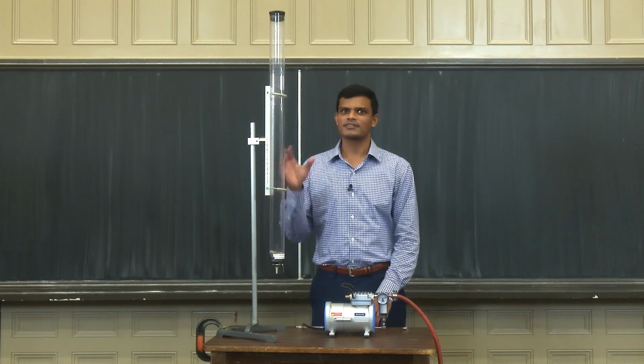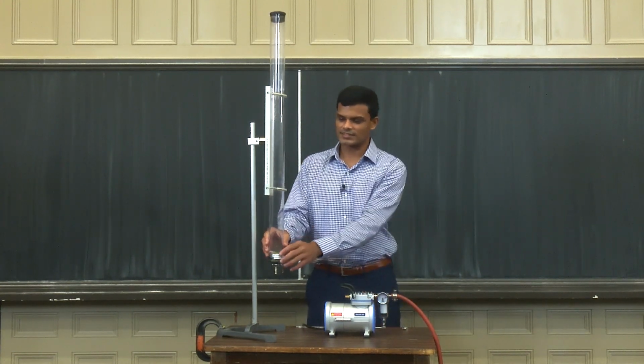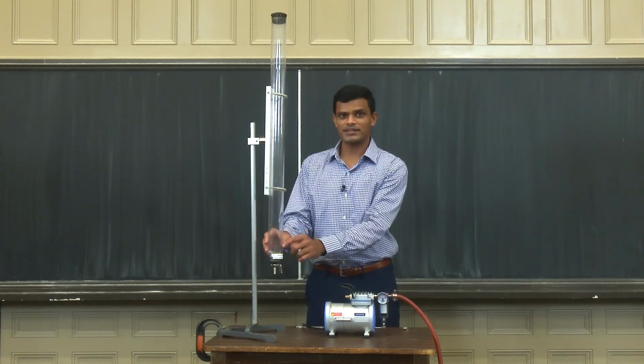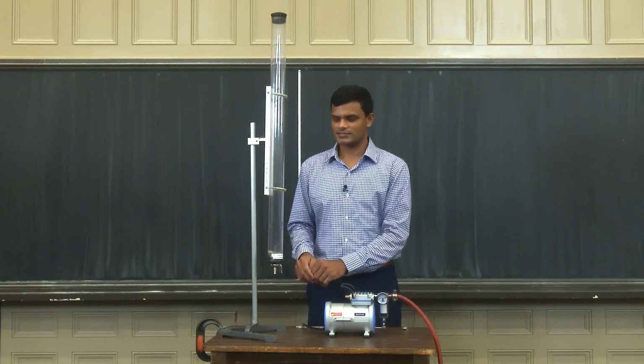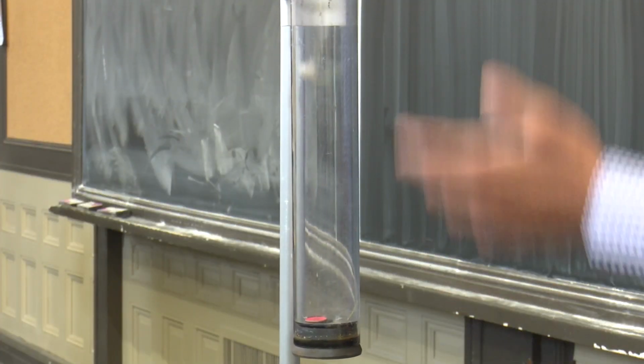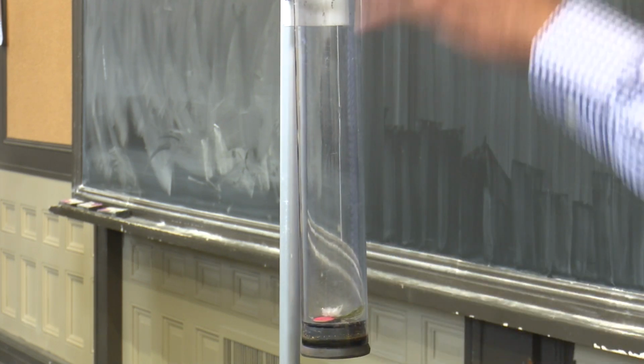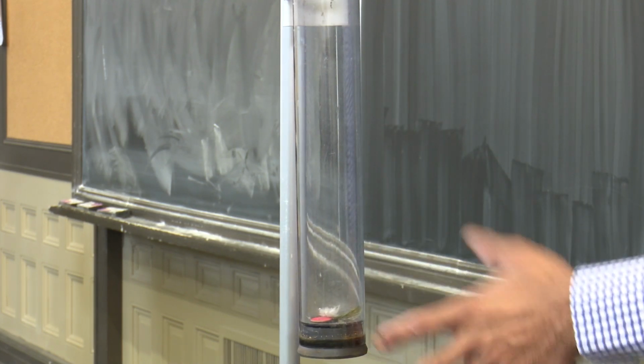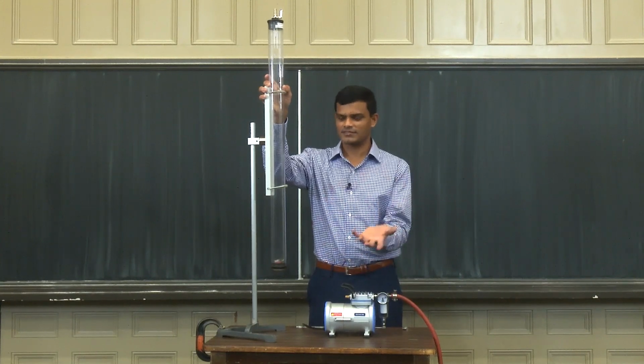So in this demo, we're going to look at falling objects. Inside of this tube is a penny as well as a couple feathers. And if I flip this tube over, you'll notice that the penny falls first and then followed by the feathers. So this is what you'd experience in everyday life.